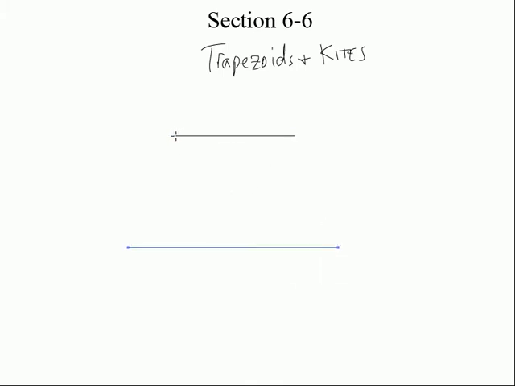So we talked about parallelograms, haven't we? Now we're going to talk about something that's not a parallelogram, and it would be a trapezoid. The trapezoid actually has a lot of similarities to a triangle, and you'll see that today. We're also going to talk about a thing called a kite. Trapezoids and kites. All right, let's talk about a trapezoid first.